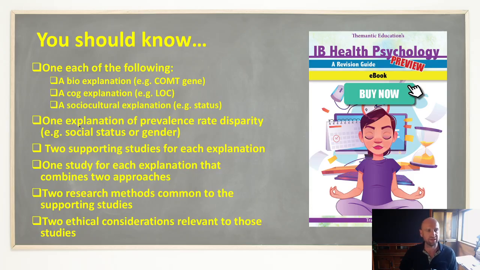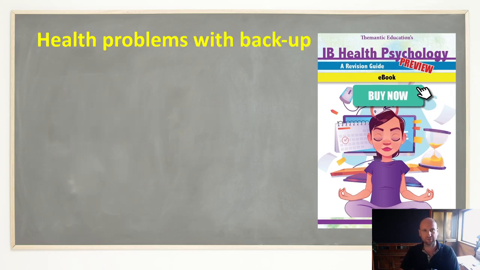So same thing here, but one explanation of prevalence rate disparity, for example, social status, or you might look at gender. So just quickly with stress, men typically have a higher level of acute response to stress. So we react more. Our stress response is higher in the short term, but reported stress levels are higher in females. And so we can look at why that is. Again, all covered in this stress unit.